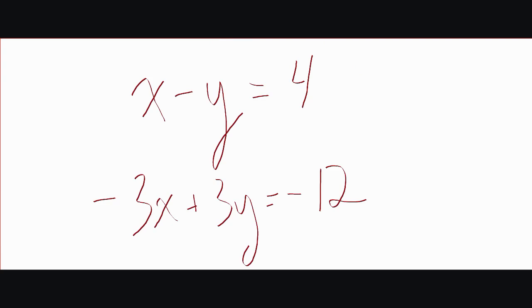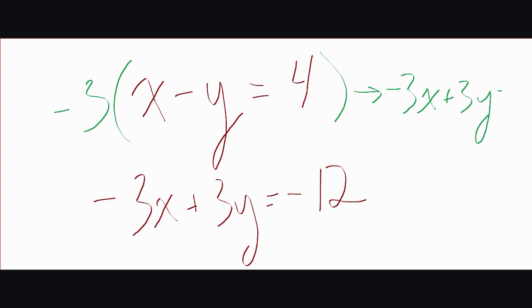In fact, if I just multiply the first equation by negative 3, what happens? Negative 3 times x is negative 3x. Negative 3 times negative y is positive 3y. Negative 3 times 4 is negative 12. I get the same exact equation. So all that happens here is that the first equation and the second equation are the same. The second one is just scaled larger.